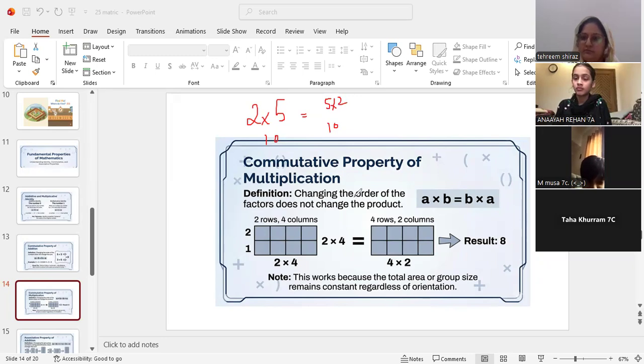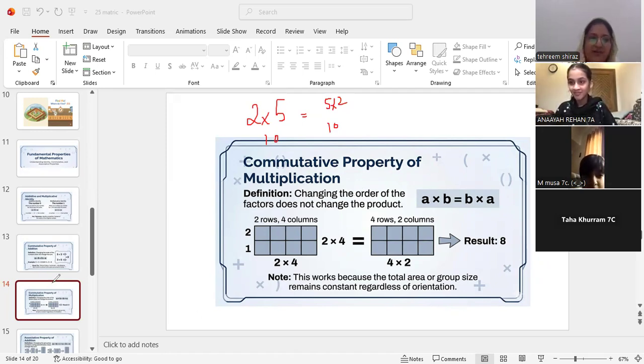Is this clear? If you have any question related to the commutative property of multiplication, you can raise your hands. The point is very simple: whenever you change the place of the digits, the multiplied answer will remain unchanged. If you have any question, you can raise your hand. Or if not, then I have to move further.